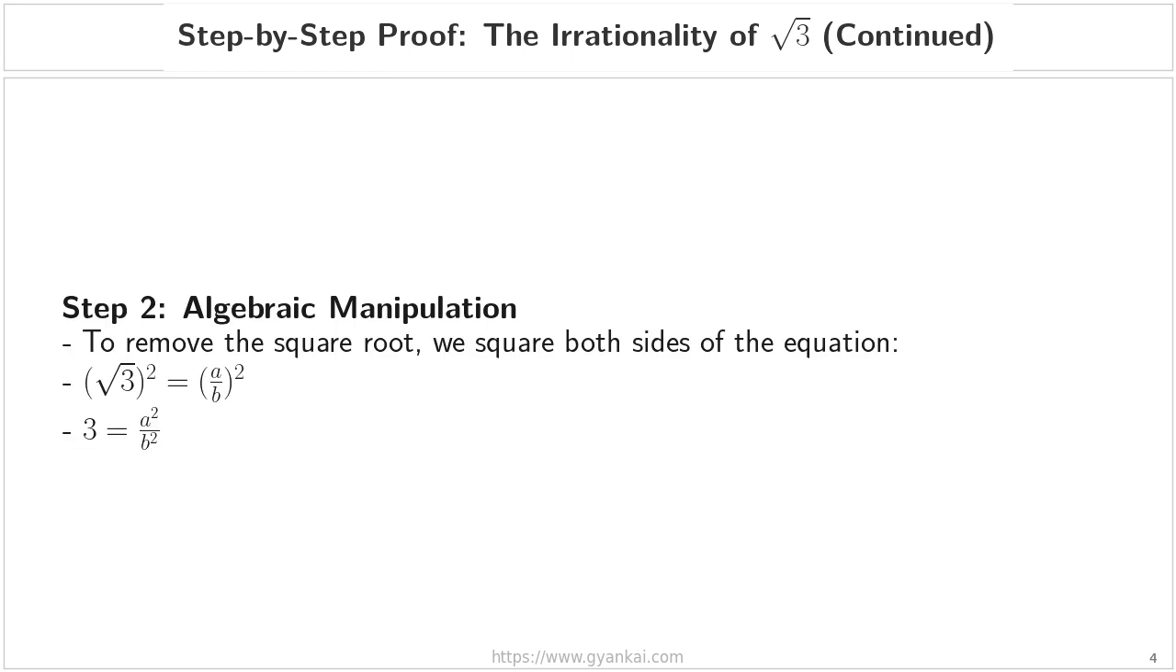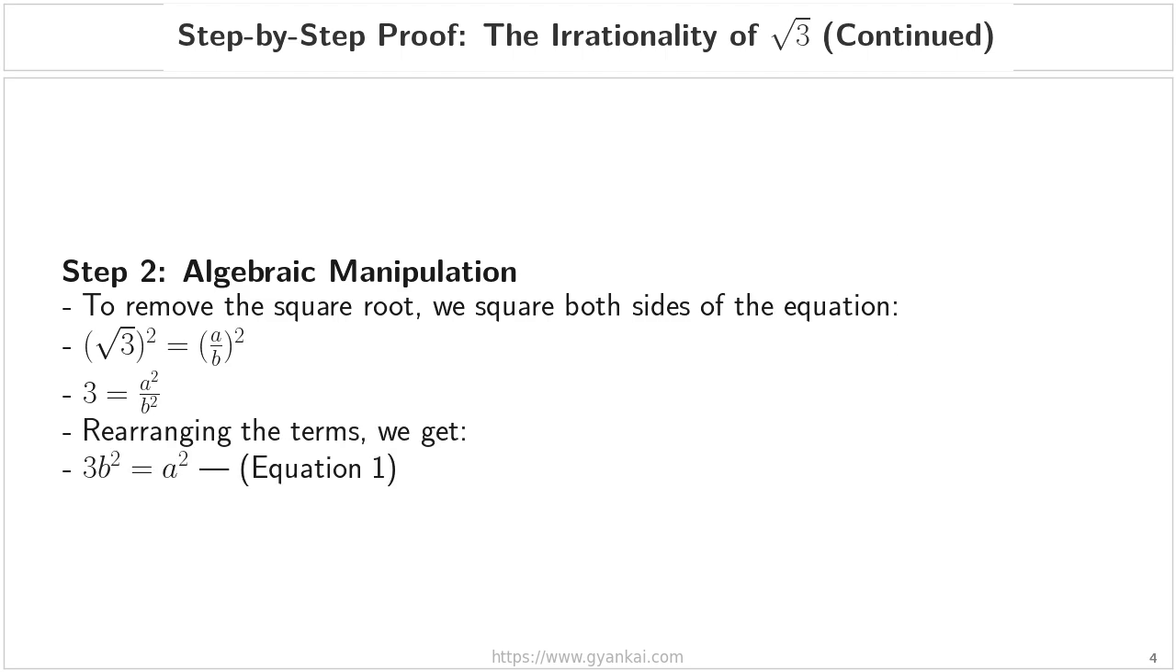Now that we have established our initial assumption in step 1, that the square root of 3 can be written as a fraction of two coprime integers, a over b, let's move into the actual algebraic work. In step 2, our goal is to get rid of that square root so we can work with the numbers directly. To do this, we square both sides of our equation. When we square the square root of 3, we are left with just 3. On the other side, squaring the fraction a over b gives us a squared over b squared. So, we have 3 equals a squared over b squared.